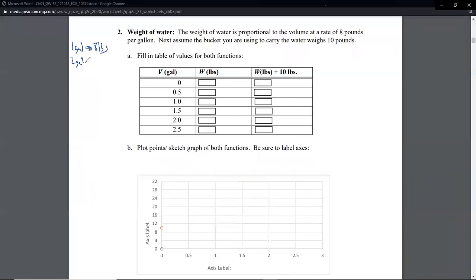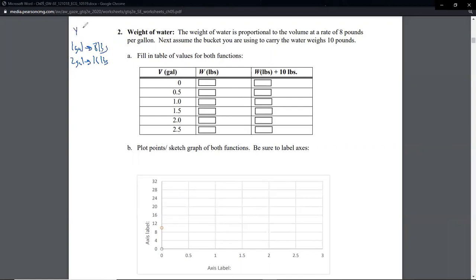2 gallons would weigh 16 pounds, et cetera. Not the other way around. It's not 1 pound is 8 gallons. You have to make sure you're getting that right. So 3 gallons, 24 pounds, et cetera.